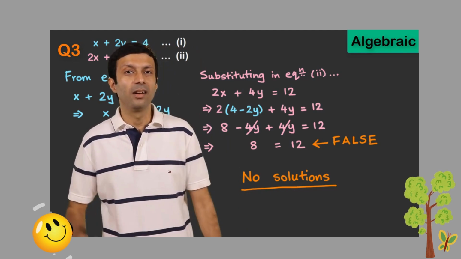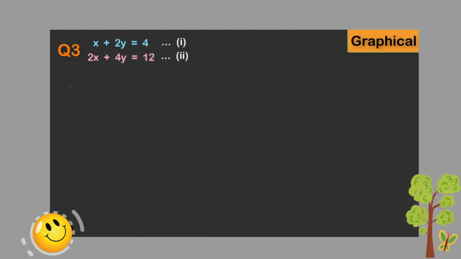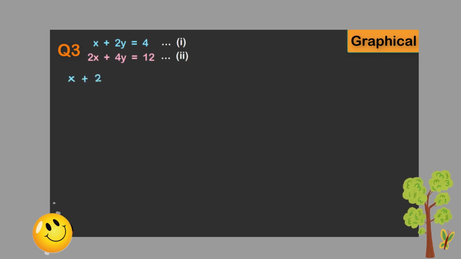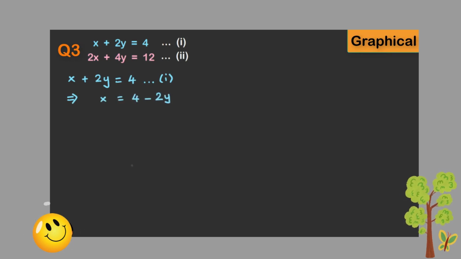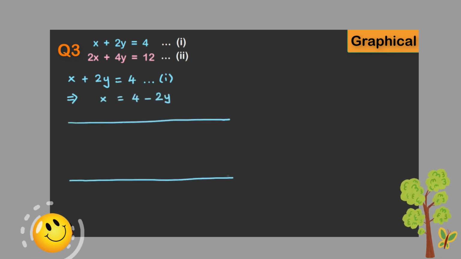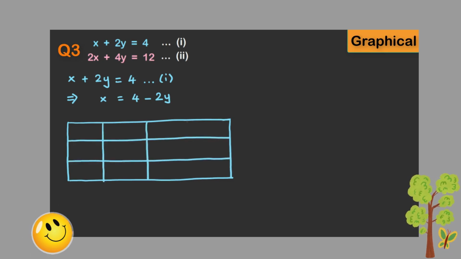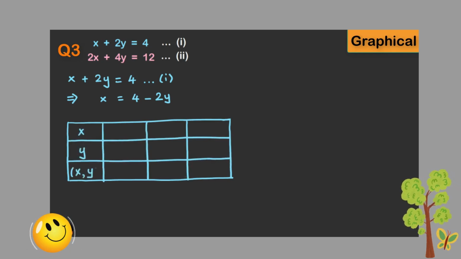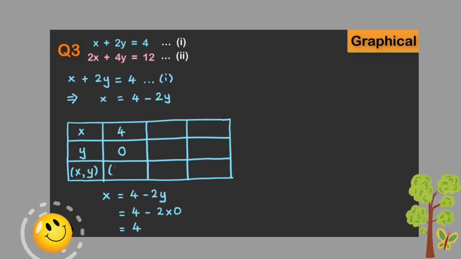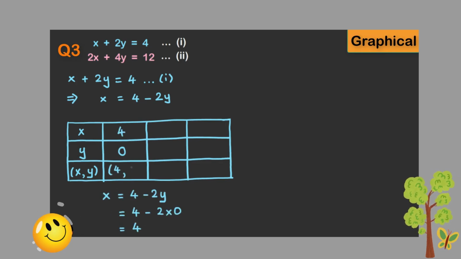Now let's look at the graphical method. Let's start with the first equation, x plus 2y equal to 4. Let's rewrite it as x equal to 4 minus 2y so that we can build up our table for different values of x and y. For our first point, let's take y equal to 0, and on solving, we get x equal to 4. So the first point is 4 comma 0.